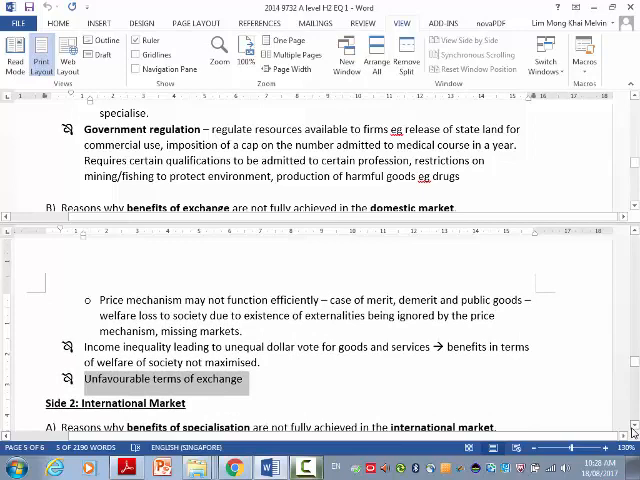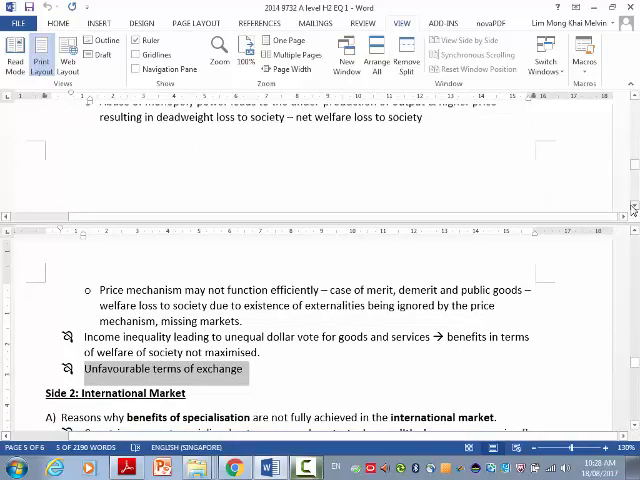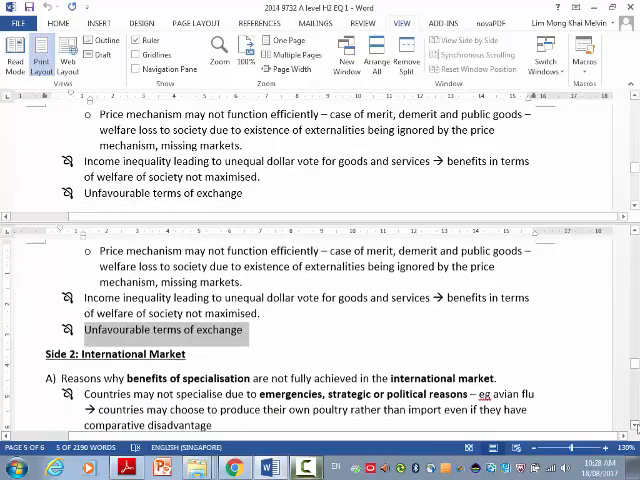If it's outside of the range, then that is where you have unfavorable terms of trade, either for one party or the other. Okay? So, like what I said earlier, you can copy from here. Alright, and I'll move along. If I'm too fast, you let me know.